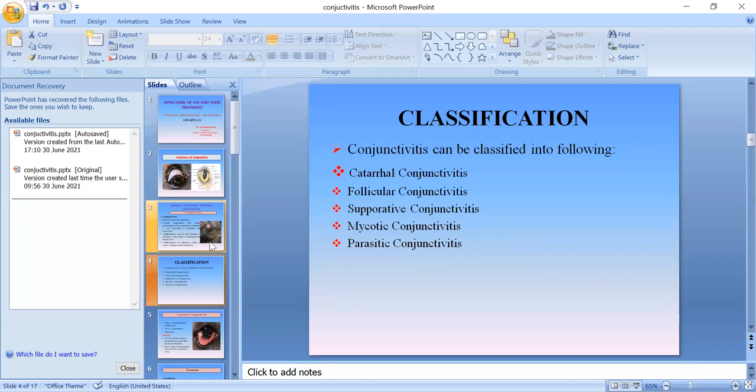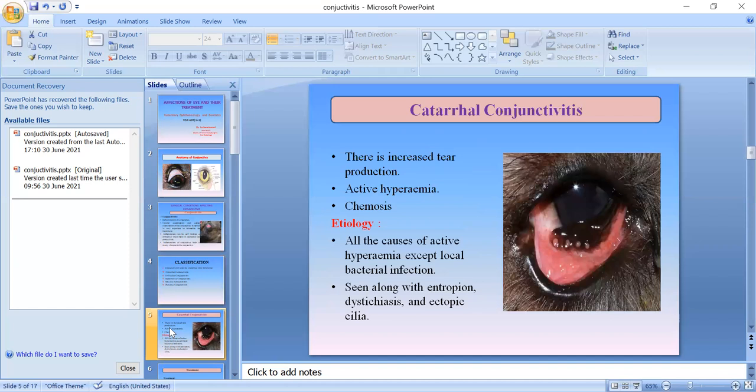So classification of conjunctivitis: the first one is catarrhal conjunctivitis, follicular conjunctivitis, suppurative conjunctivitis, mycotic conjunctivitis, and parasitic conjunctivitis. Here I think it says supportive conjunctivitis, right? So you can see here catarrhal conjunctivitis.